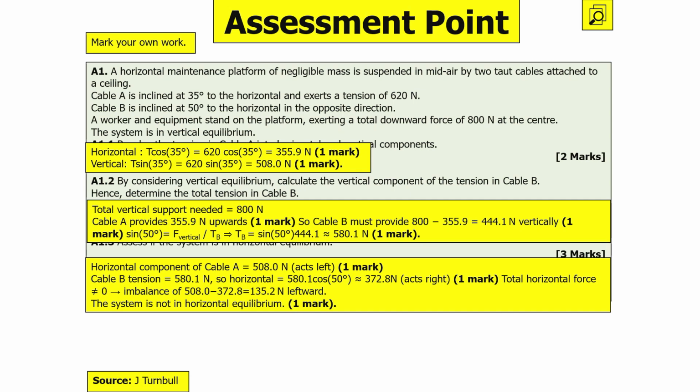So therefore, the total horizontal force is not going to be equal to 0. It's actually got a force of 135.2 newtons towards the left, indicating that we're not in horizontal equilibrium.